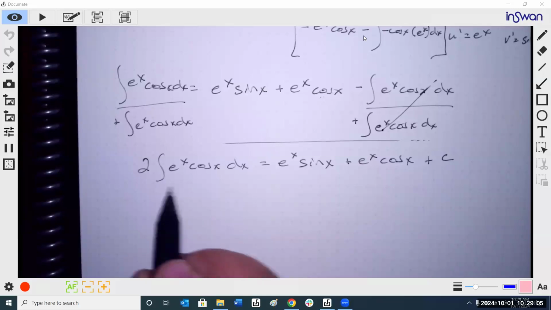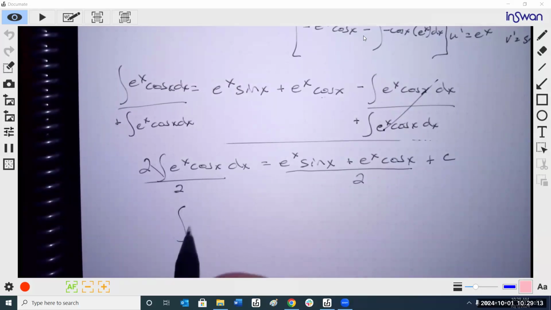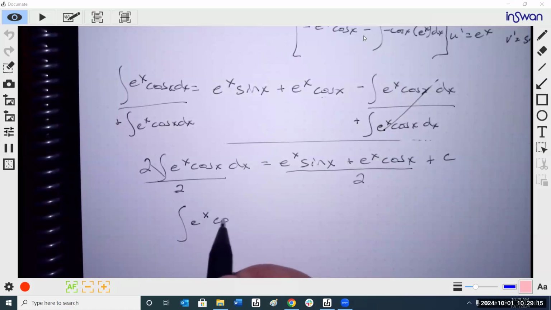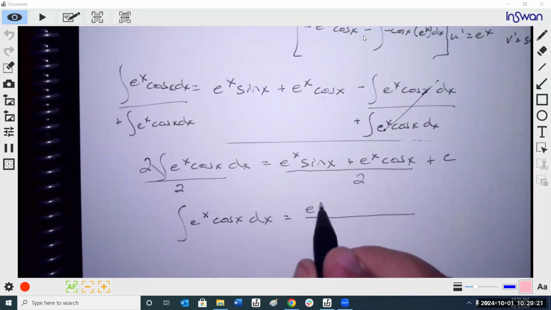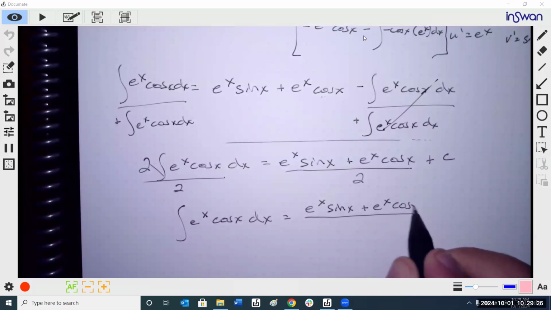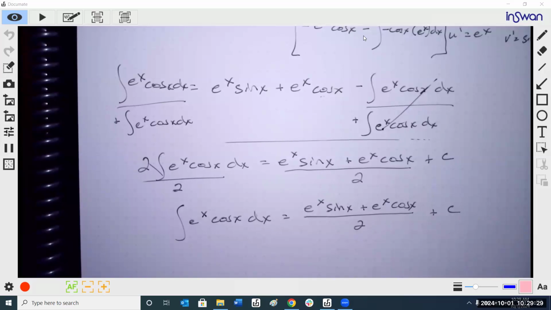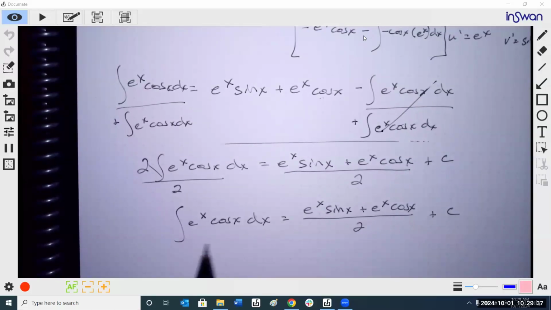Since we were looking for this part, we divide both sides by 2. So we have our solution. The integral of e^x cosine x dx is equal to e^x sine x plus e^x cosine x over 2 plus c. Because this part repeated itself, we combined it, and we're asked to solve for this side. And that's our solution.